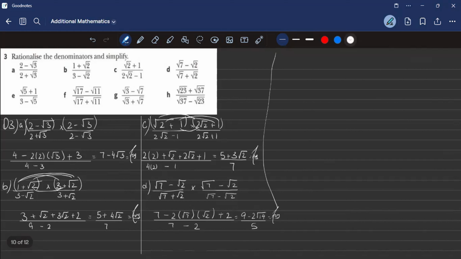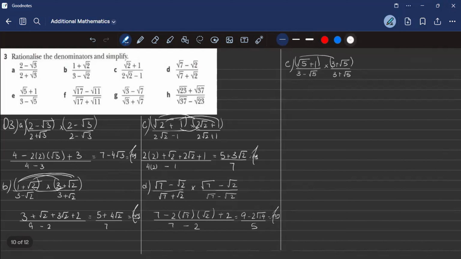For part, oops, that's a little bit off. Okay. For part E, we have root 5 plus 1 divided by 3 minus root 5, multiplied by 3 plus root 5 divided by 3 plus root 5, because that's the conjugate surd. Now, the next step is to multiply these two by the FOIL method.